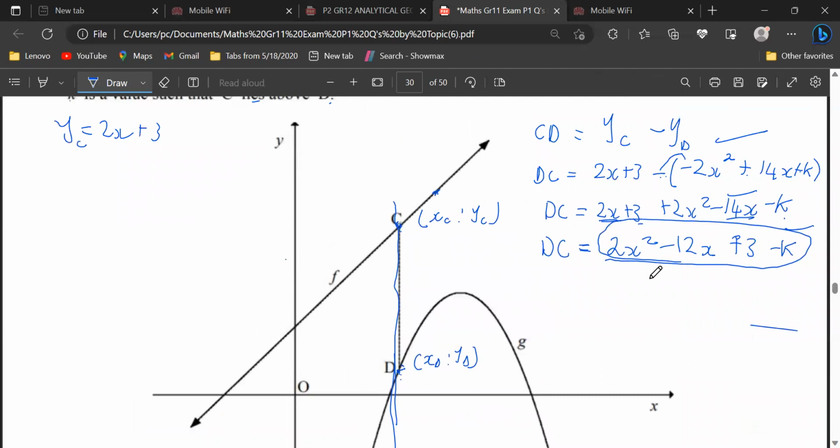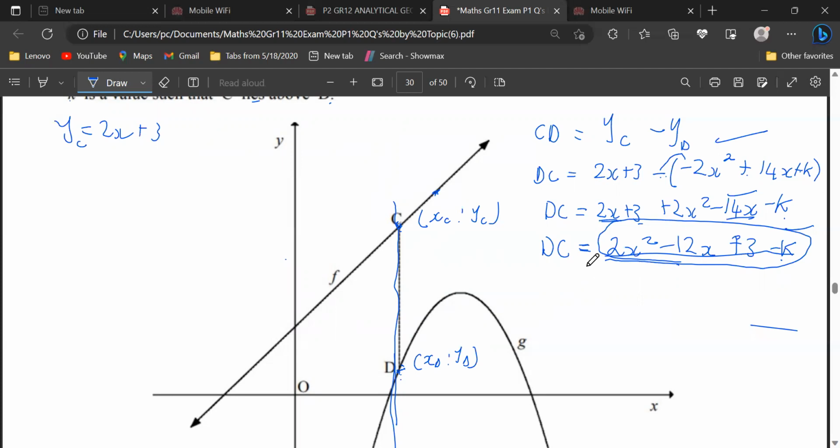Now, if the minimum length is that, what do we then have to do? If they're talking about minimum and maximum of a parabolic function, they're talking about the turning point. Once you see the word minimum or maximum, and there's a parabolic function, you're going to get the turning point of this thing. The minimum value means they're saying the y value is this.